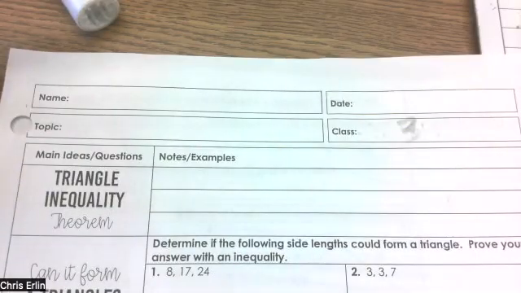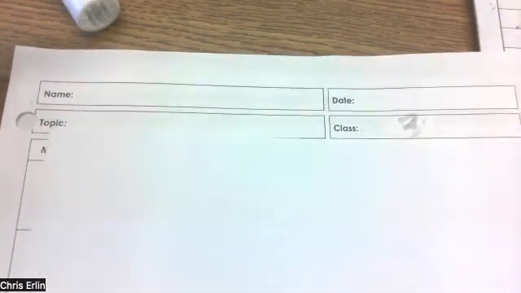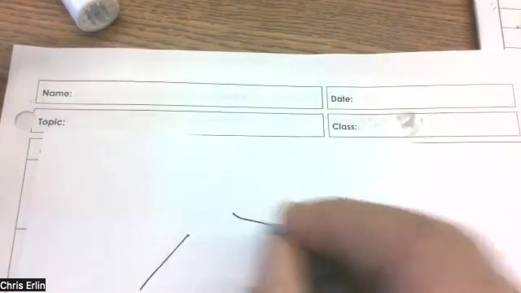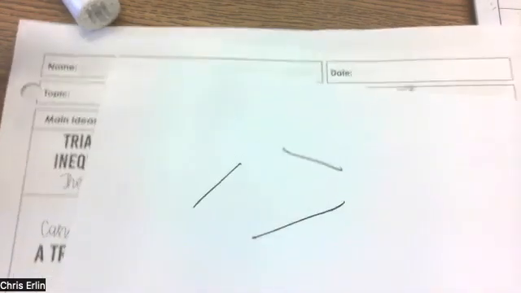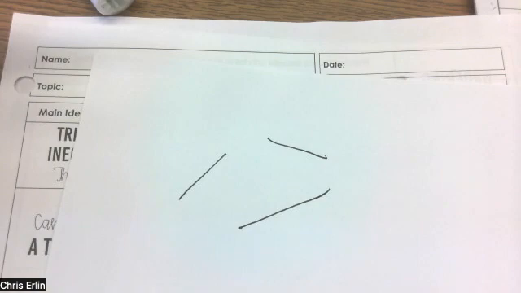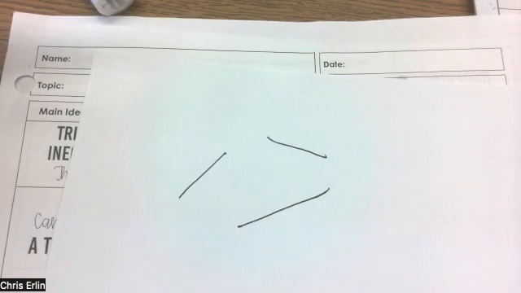So today we're going to be talking about the triangle inequality theorem. If I take any three sides, will they make a triangle? Talk to your neighbor. Will any three sides make a triangle?